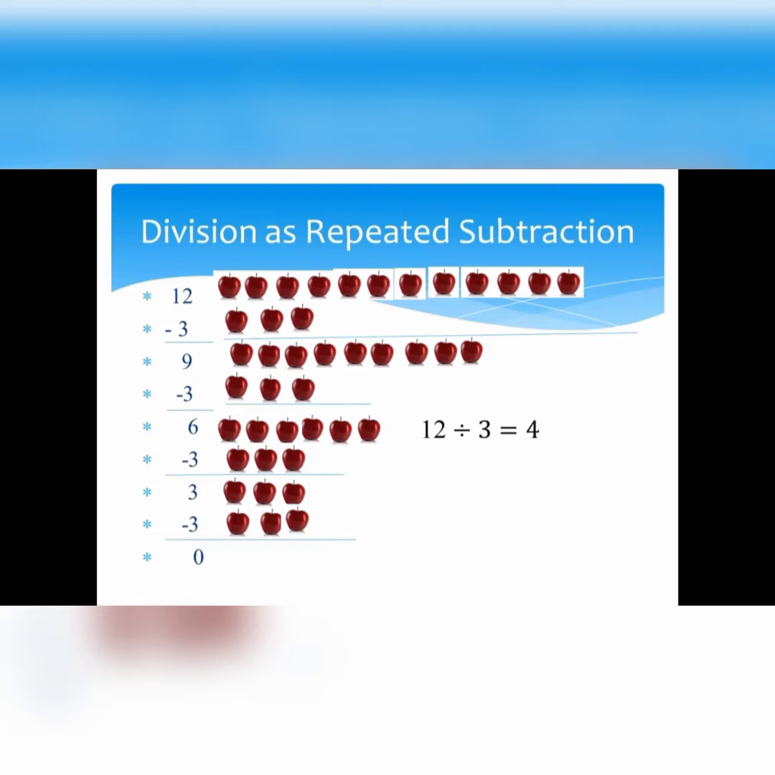becomes 0. Now we can say that there are 12 total apples, 3 apples in one group, and the 4 is the number of times we have done the subtraction. Count how many times we subtract the 3? 1, 2, 3, 4. 4 times we subtract the 3. So it means that 4 is the number of times subtraction we have done. This is called division as repeated subtraction.